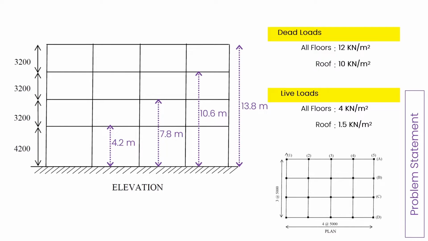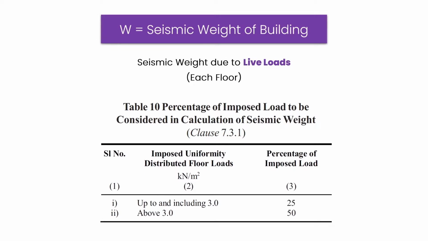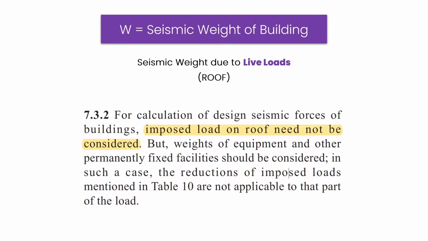However, when it comes to live load, the conditions change slightly. As per IS 1893, for loads up to and including 3 kilonewton per meter square, the percentage of imposed load to be considered is only 25%. However, when the imposed floor loads are greater than 3 kilonewton per meter square, we'll be considering 50% of that as our seismic weight. There is one more important thing to consider, that is the imposed load on the roof. As per the IS 1893 clause 7.3.2, you can see that the imposed load on roof need not be considered. So with these three ideas, that is the dead load being taken 100%, the imposed load up to 3 being 25% and greater than 3 being 50%, and finally no imposed load on the roof.